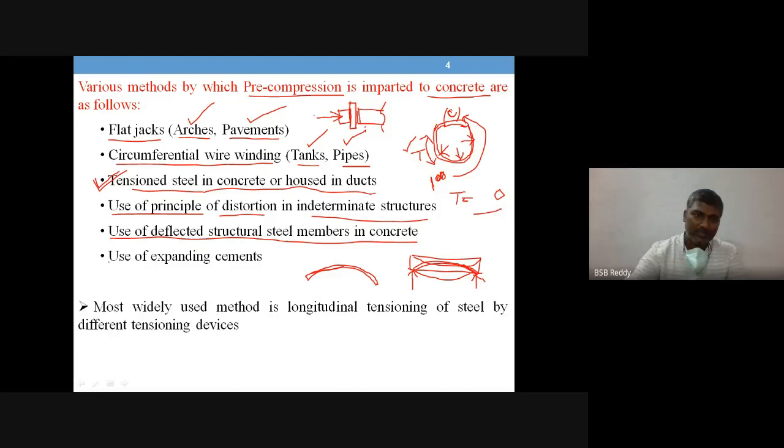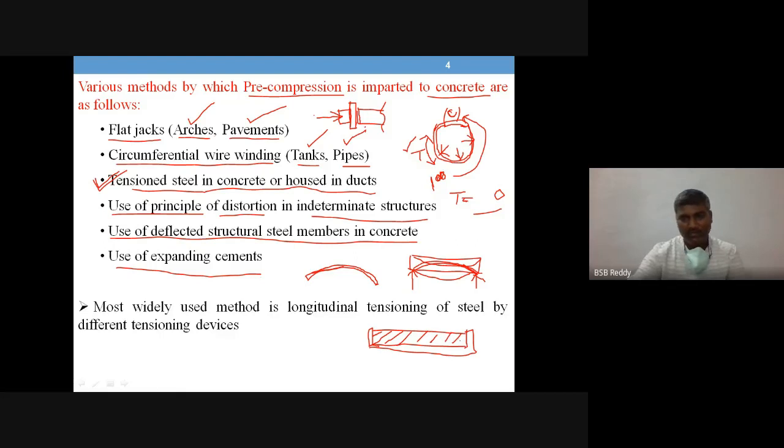Okay, and the final technique is expanding cements. So you use the expanding cement. For example, this is the concrete mold that is being kept, the mold for pouring the concrete. Into this mold, you pour the concrete which is prepared with the expanding cement. Okay, this is a concrete member, for example, which is prepared with the expanding cement.